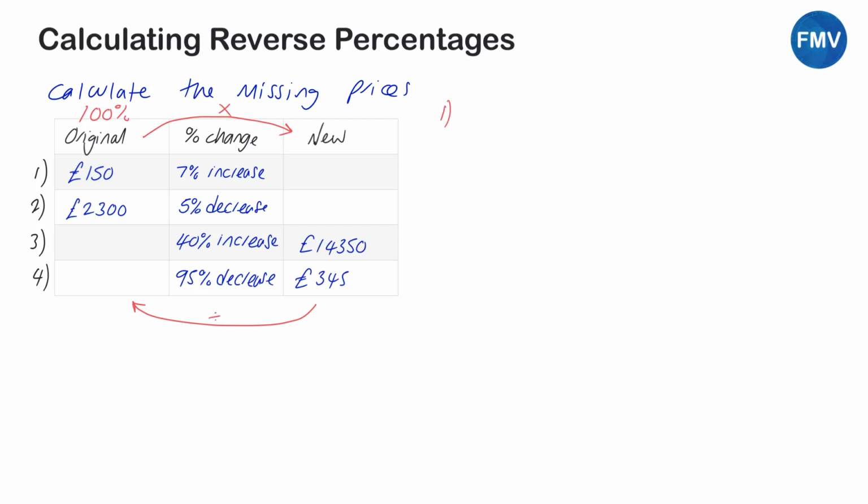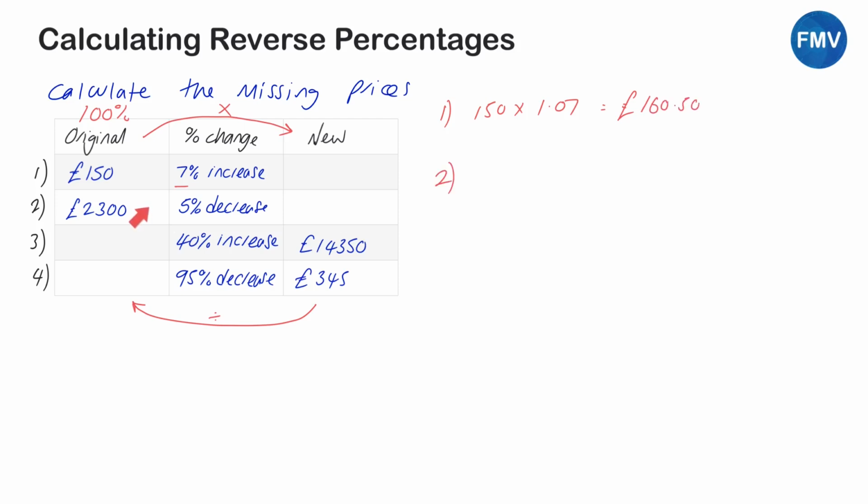So we did 150 is 100%, but we've got a 7% increase. So we're looking at a multiplier of 1.07. So we're going from here to here, and we're going to multiply it by the 100% plus the 7%. So the first one is 150 multiplied by 1.07. That's 107 divided by 100. And again, if you put that in your calculator, you will get £160 and 50 pence.